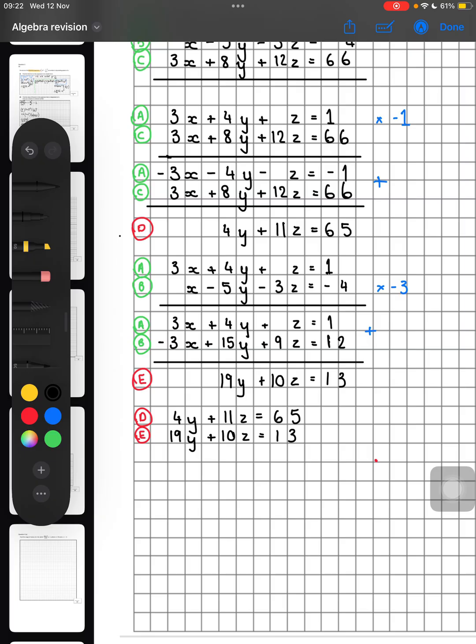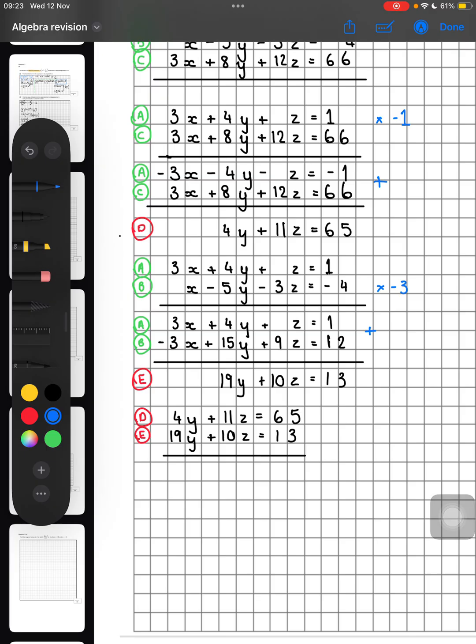Neither of those variables are nice to cancel out. So it's quite mean. 19 by 2 is 38, so 4 won't go in. So I'm actually going to have to multiply, if I want to cancel the y's, I have to multiply the top line by 19 and the bottom line by 4. Likewise, if I want to cancel the z's, I'm going to have to get them to 110, so I have to multiply the top line by 10 and the bottom line by 11. So it's really up to you. They're as difficult as each other.